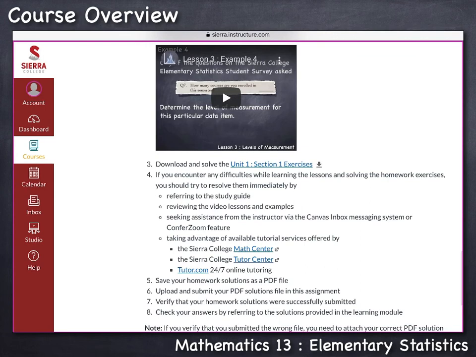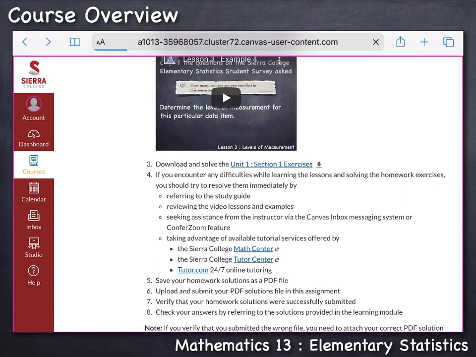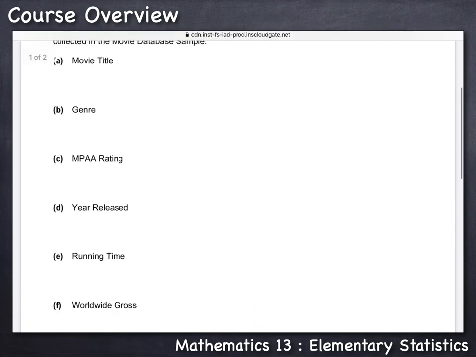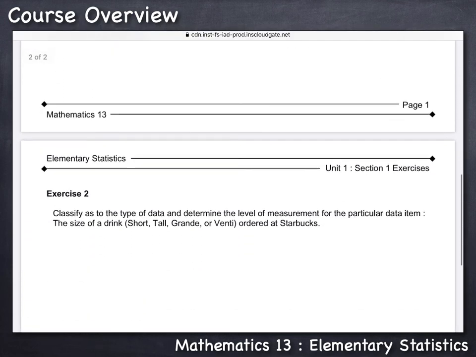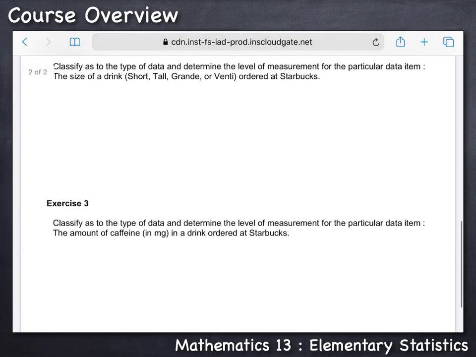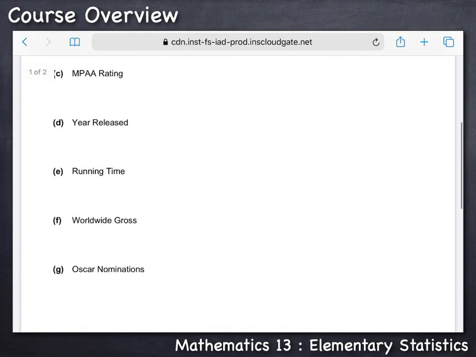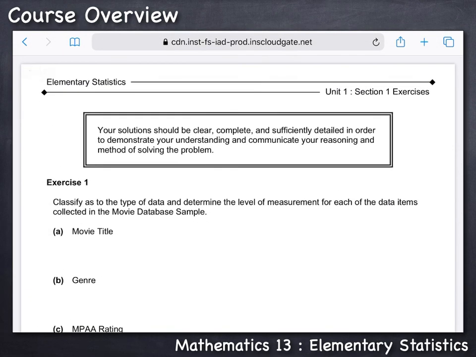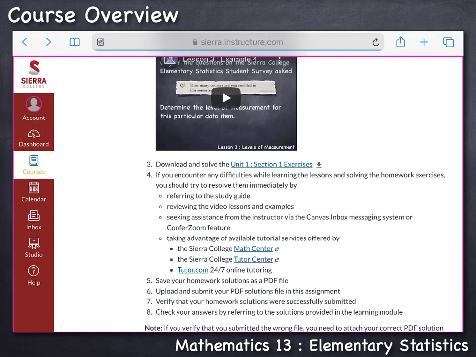So now, after you watch the video lessons and examples, the third item is to then download and solve the homework exercises. You click on the link for the homework exercises, and you will get a PDF file that contains all the homework problems to work for this assignment. So you could either write your solutions right on this assignment, or you can just write it on a separate file or a separate piece of paper. However you want to work is fine.